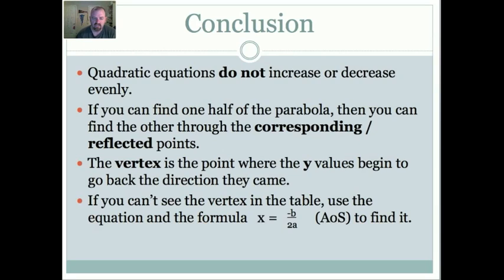Next, if you can't see the vertex in the table, use the equation in the formula x equals negative b over 2a, which is the axis of symmetry, to find it. You'll get x equals something. Well, that x will be the vertex x. And then you can take that x value, plug it into the equation, and it'll give you the y value, so you can find it that way.